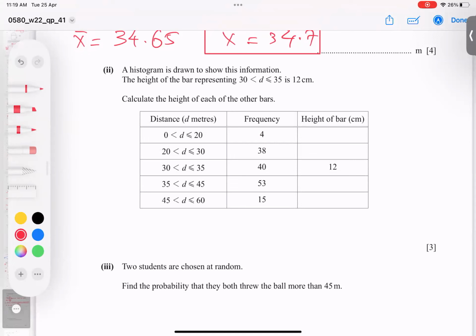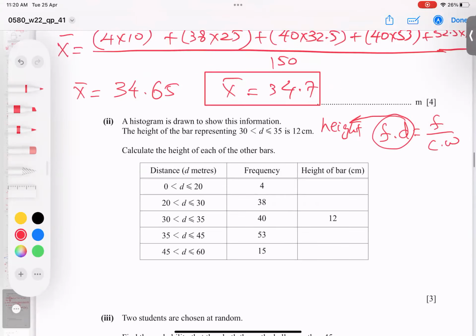A histogram is drawn to show the information, and the height of the bar representing this is 12. For your knowledge, what is the formula for frequency density? Frequency density, shortcut writing FD, is frequency by class width. How to read it? Frequency density. Okay, we know the formula, and it is also called height of the bar. So repeat my words: frequency density is also called what? Height of the bar, height of the column. So how to get the height of the column?